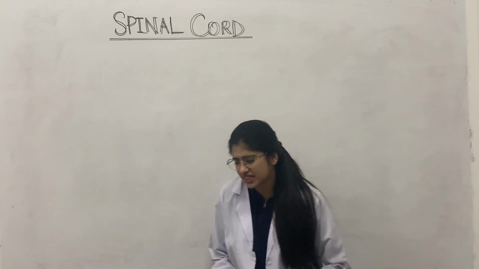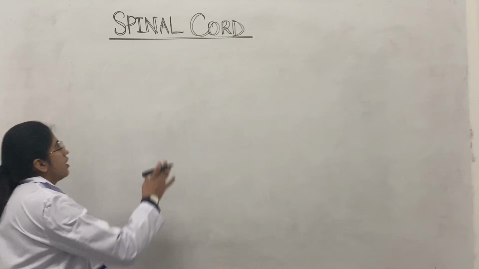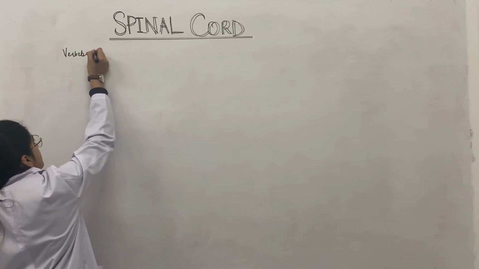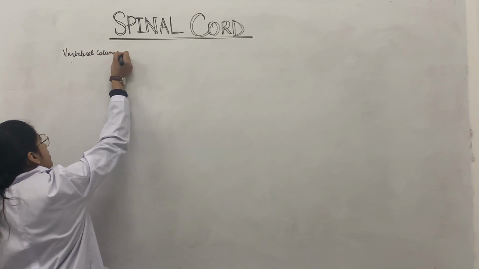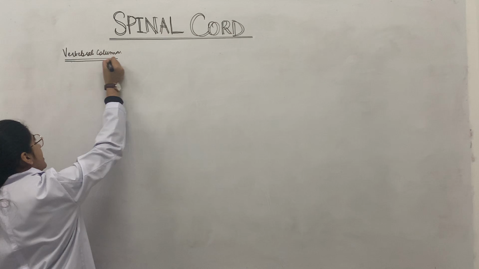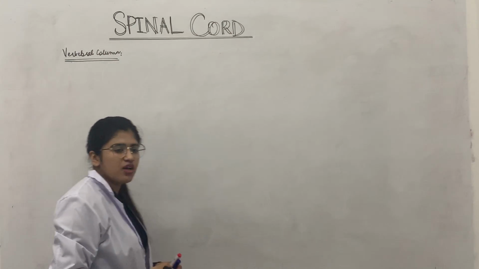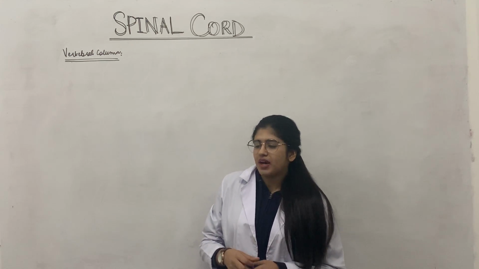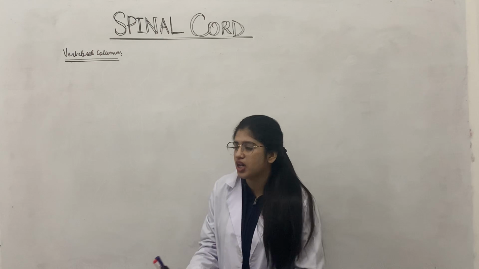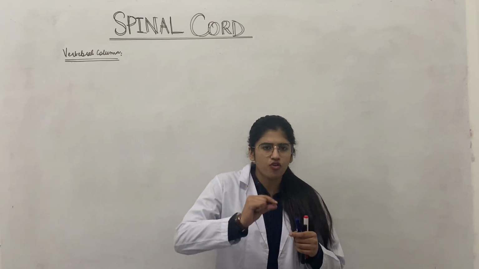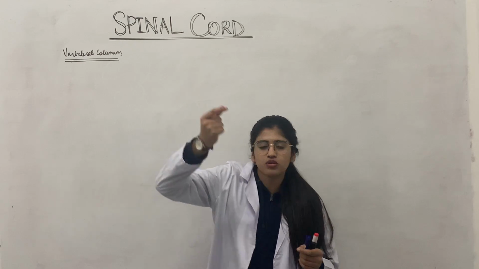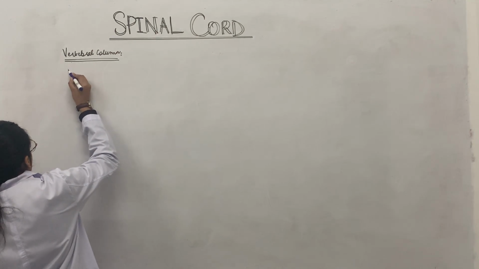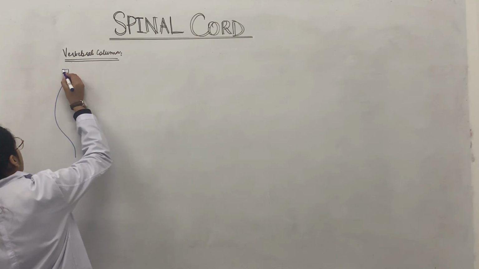Okay, so let's start. First of all, to study the spinal cord, we will ask what the vertebral column is. You see that the spinal cord is located inside the vertebral column. So what is actually the vertebral column? Different vertebrae are joined together, connected piece to piece, and they form a complete set of backbone, or we can say the vertebral column.